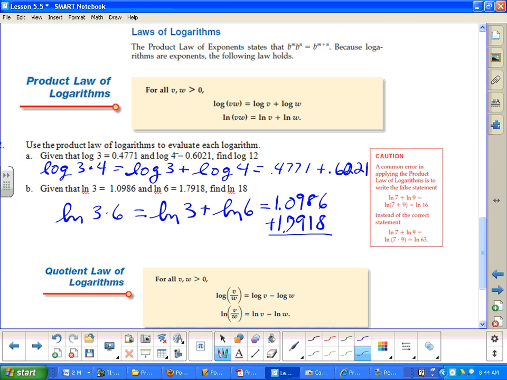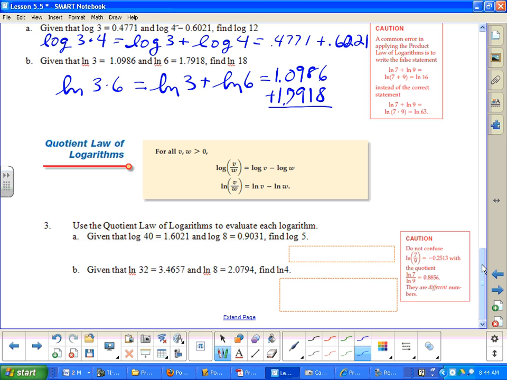Okay. So the product property says if I have the log or natural log of a product, it's equal to the sum of the logs or natural logs of each of them. The quotient rule, or quotient law, says that if we have the log of a quotient, it's equal to the log of the numerator minus the log of the denominator. So the log of V over W is equal to the log of V minus the log of W.